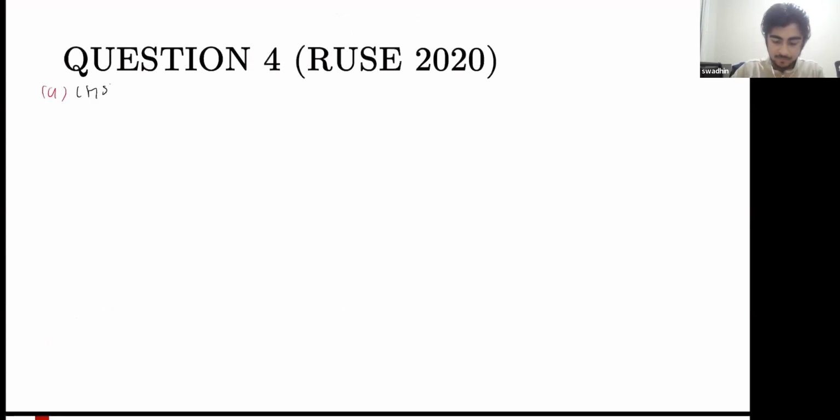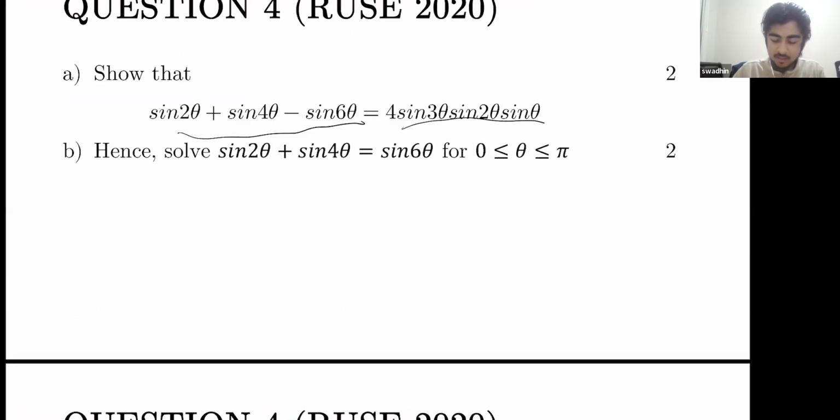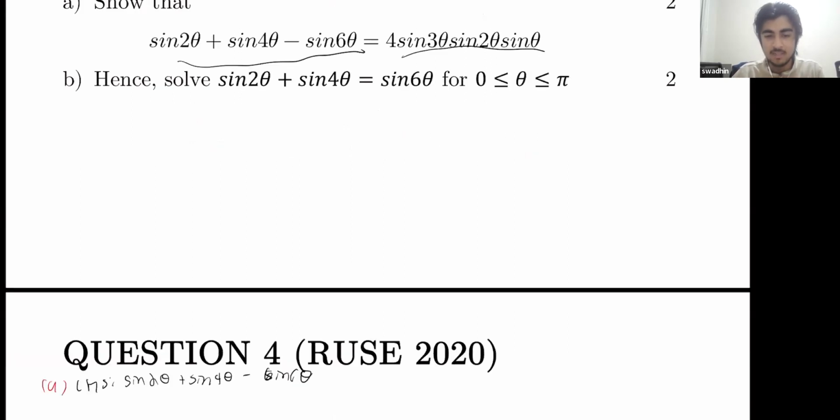So LHS: sine 2 theta plus sine 4 theta minus sine 6 theta. Let's see where we're at and where we want to get to. We're at sine 2 theta, 4 theta, and 6 theta, and we want to get to sine 3 theta, 2 theta, and theta. We can already see that going from 2 theta to theta, 4 theta to 2 theta, and 6 theta to 3 theta, we had to use the double angle property some way through. We can also see that since there's no plus and minus sign involved, we've cancelled out a lot of terms, grouped like terms together, and expanded stuff out.